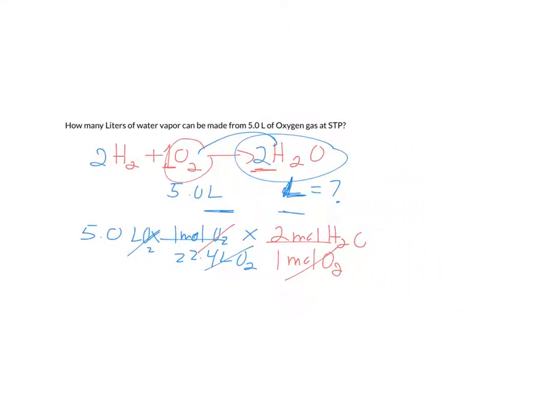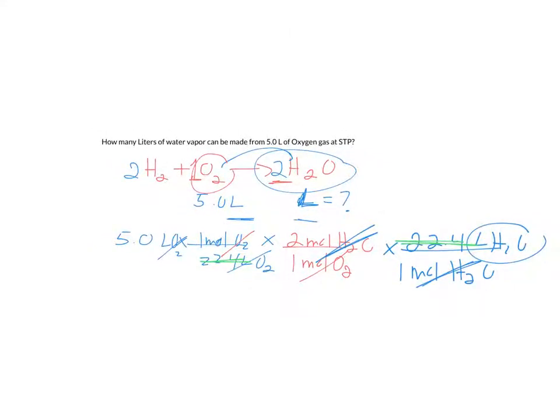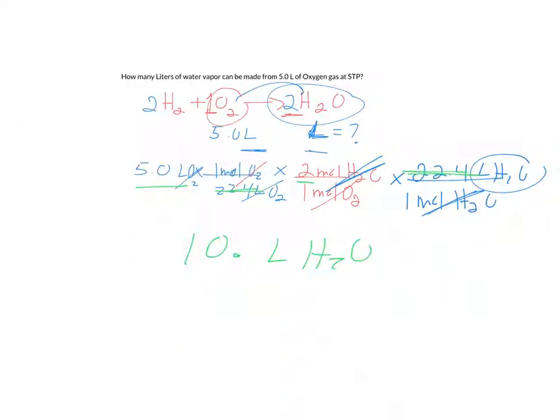And then we're going to finish off the problem by turning moles of water back into liters of water using 22.4 liters. Notice that the moles of water cancel and our final answer is going to be in liters of water. The nice thing that happens here is that the 22.4s also cancel. So basically you're left with the 5 times the 2, to 2 sig figs, and that is 10. liters of water. Now, the shortcut.